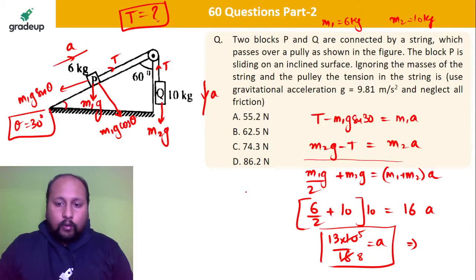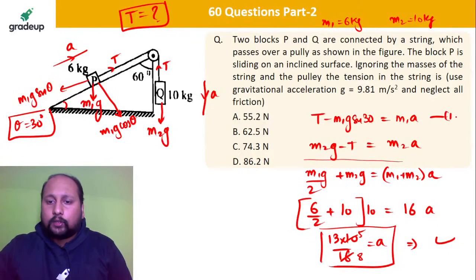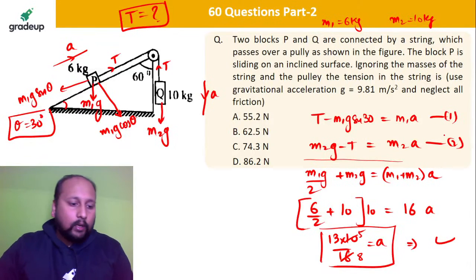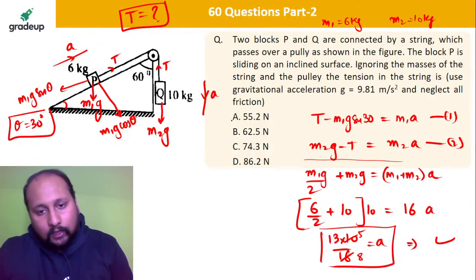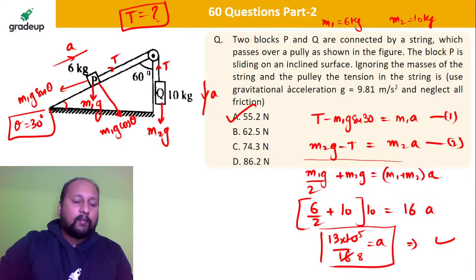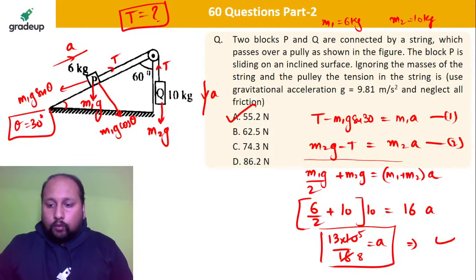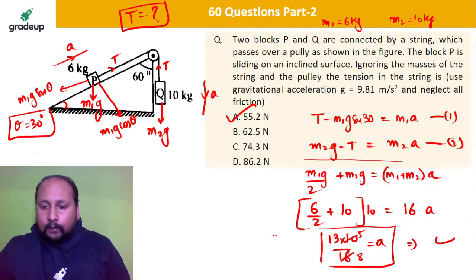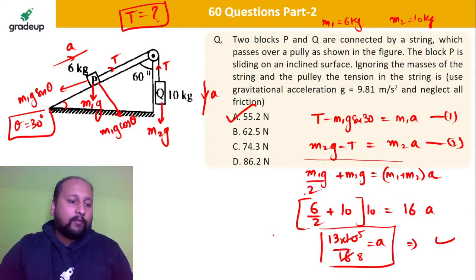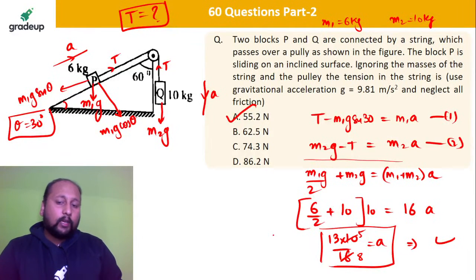Yeah. So just place this value of acceleration in any one of the equations. You can go for equation number 1, you can go for equation number 2. Tell me what's the answer you're getting. Rajan is absolutely correct. You will be getting 55.2 Newton. So approximately you will be getting 55.2 Newton. Only calculation part is left.